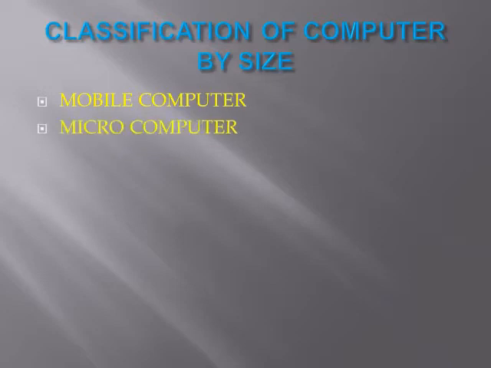Next one is the microcomputer. A microcomputer is a small computer that is used by one person at a time. Only one person can use the computer at a time. The desktop computer is called a microcomputer. Third is the mini computer. A mini computer is larger than a microcomputer, typically the size of a refrigerator. It appeared in the 1960s.